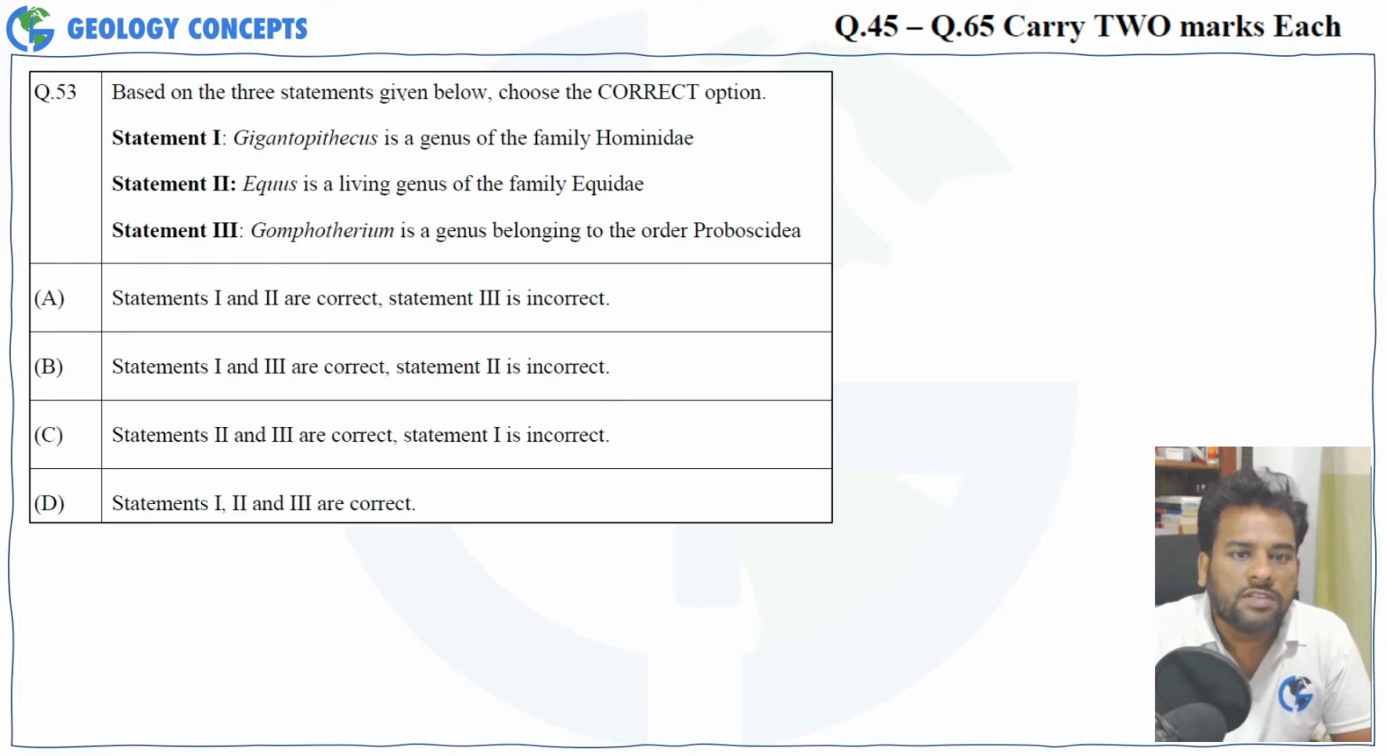Based on the statements given below, choose the correct option. Gigantopithecus is a genus of the family Hominidae. This is correct. It is a great ape. Equus is the living genus of the family Equidae. This is also correct. And Gomphotherium is a genus belonging to the order Proboscidea. It belongs to the elephant family, order Proboscidea. This is also correct. So all three statements are correct here.